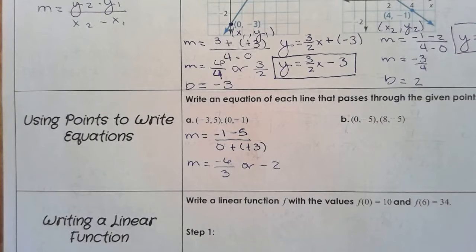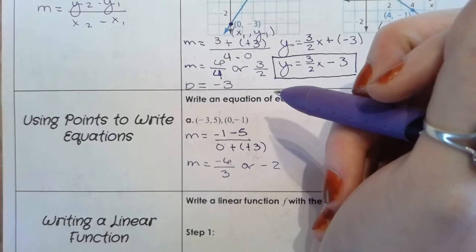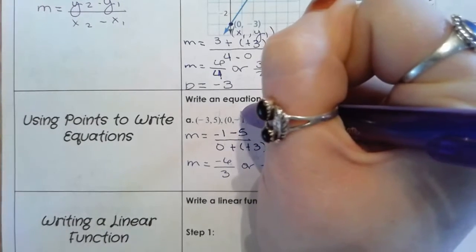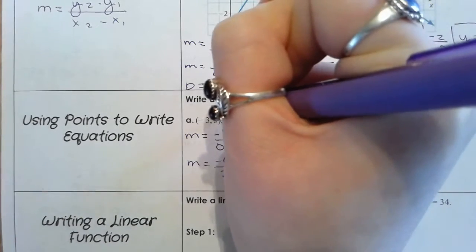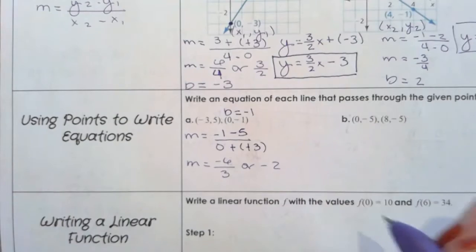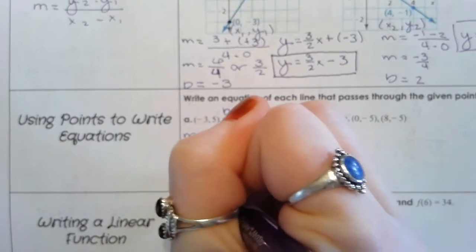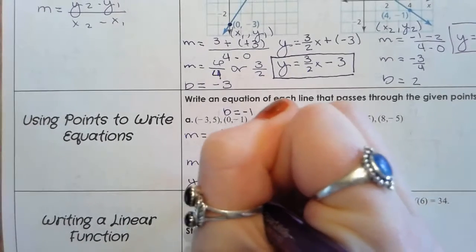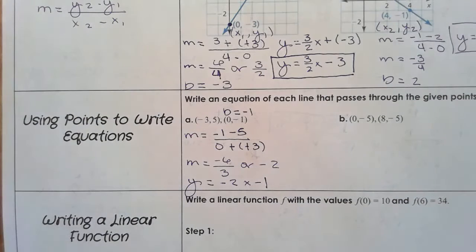All right, so then let's talk about our b value. Our b value is wherever x equals 0. So if we were to look right here, we have x equals 0 and y equals -1. So b is -1. So we have our b and we have our m. So let's put that into our equation. Y equals -2x minus 1. All right, go ahead and pause the video again. Try the next one on your own.